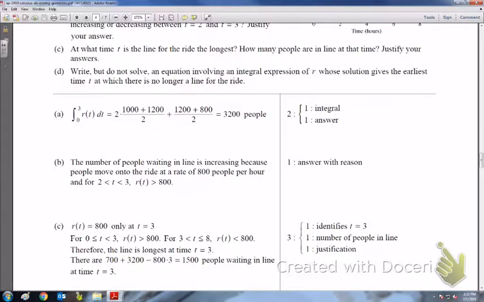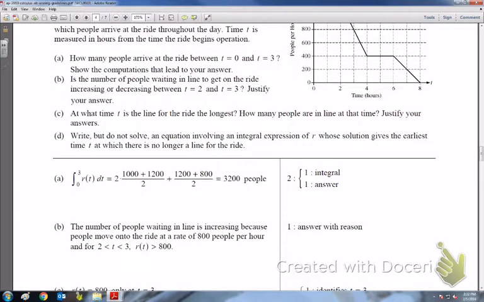And then last but not least, it says write but do not solve an equation involving an integral expression of r whose solution gives the earliest time t at which there is no longer a line for the ride. So let's break this one down. First of all, we're looking for an integral expression of r, so it's going to be something with an integral of r in it. And the solution, so what it equals, would be the earliest time t at which there is no longer a line for the ride. So let's break down what that means.